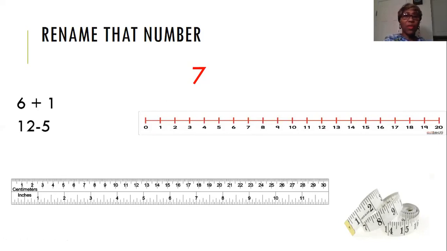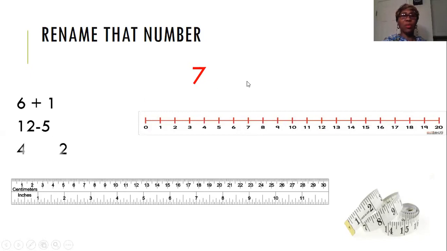12 minus 5. Which way are we going to be going? That way. Okay? So does 12 minus 5 equal 7? We start at 12 and we hop how many times? 5 times. Ready? 1, 2, 3, 4, 5. Ta-da! We landed on the magic number 7.